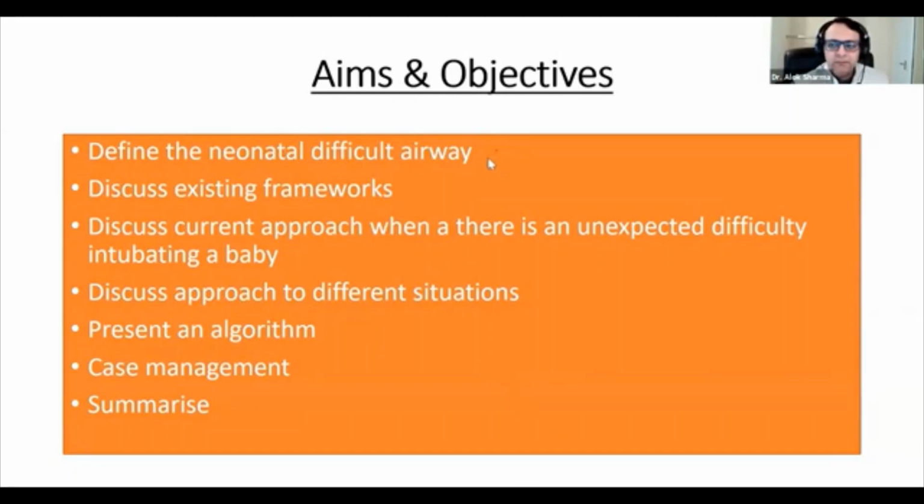So as a start, I will be taking you through the definition of the neonatal difficult airway. I'll be discussing some of the existing frameworks in the UK that we have recently developed with the British Association of Perinatal Medicine. In addition, I will talk to you about the human factors approach to how you should approach unexpected difficulty in airway management in a baby. We will then talk about certain situations, and I will then share with you my algorithm. I will be sharing my presentation and the algorithm with all of you through Mr. Tawfiq, so feel free to email him for the presentation.